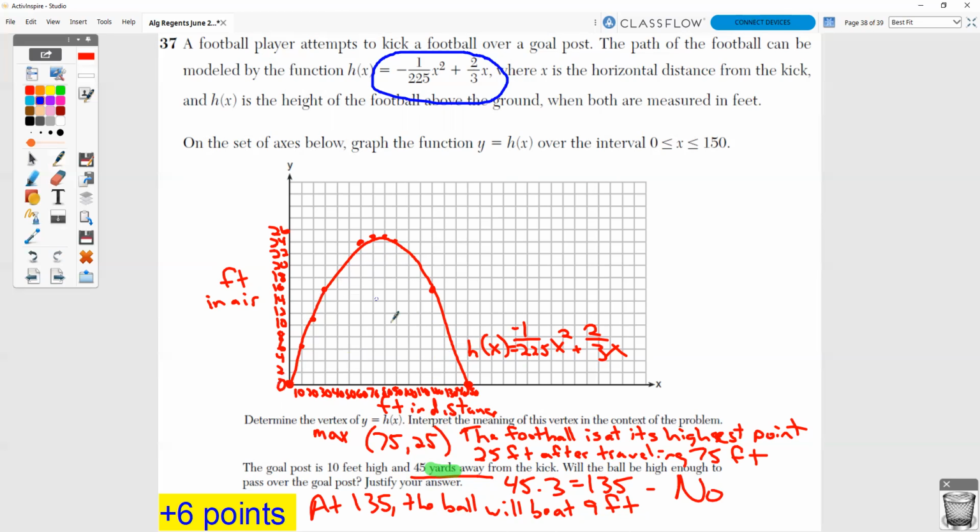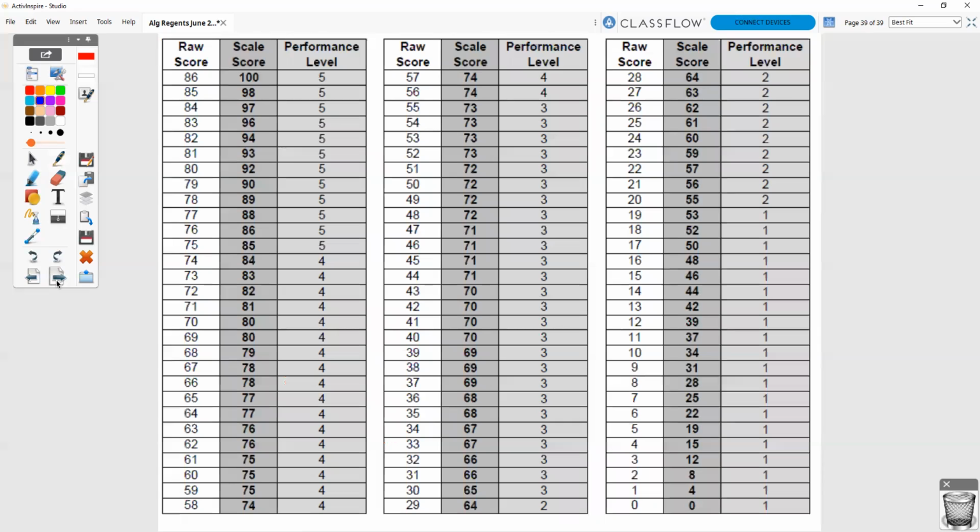So where do your 6 points come from? I'd probably say 2 points for your graph, 1 point for your max here of 75, 25, 1 point for your explanation, 1 point for the no, and 1 point for the explanation here. So that's where you get our 6 points from. Take a look at the score and see how you did.